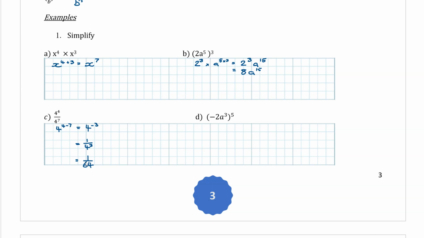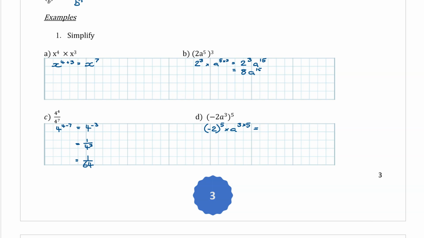Moving on to d, we've got negative 2a to the power of 3, all to the power of 5. So we're going to get negative 2, and I'll put it in parentheses, like so. And then it will be a to the power of 3 times 5, like so. And then simplifying further, it will be negative 2 to the power of 5.